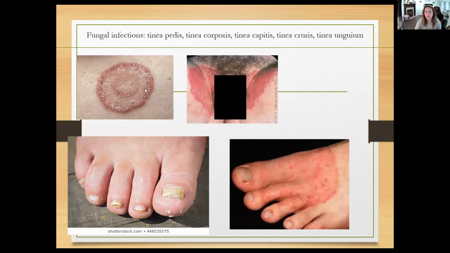The Tinea capitis, think about your medical terminology. That's going to be on the head. The Tinea pedis, that's going to be on the feet.